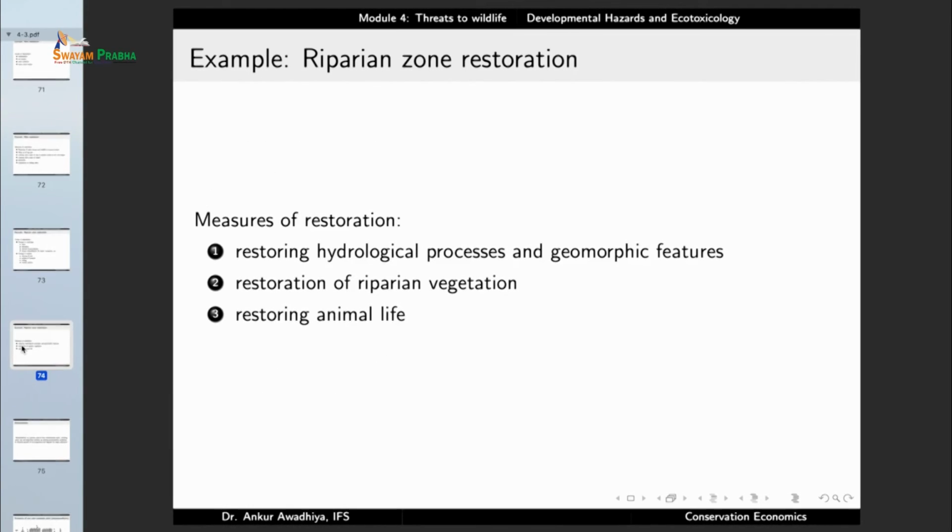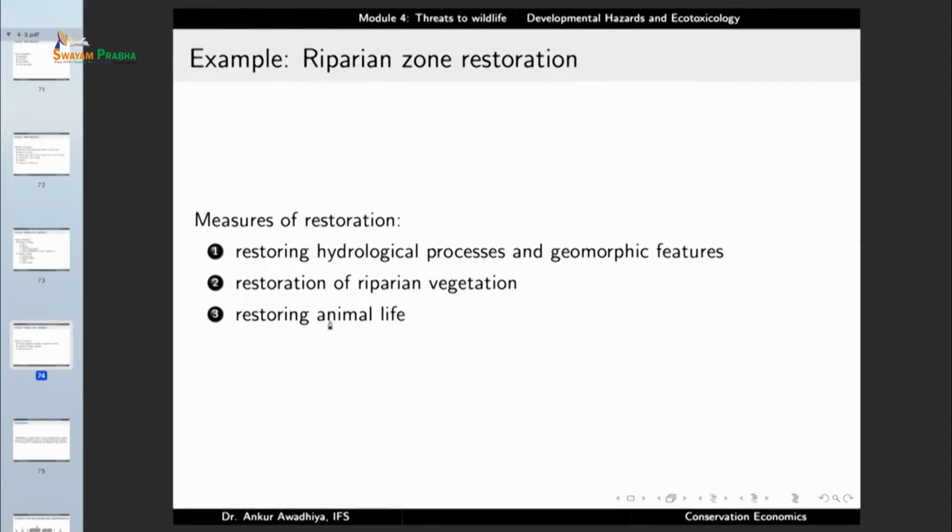Restoration actions would include things like restoring the hydrological processes and the geomorphic features. So if the floodplains have been diverted into construction areas, then probably some of these have to be brought back into the floodplains. Restoration of the riparian vegetation. In case certain invasive species have invaded into the area, then they will have to be removed and the natural indigenous riparian vegetation will have to be brought back. That will be a restoring action.